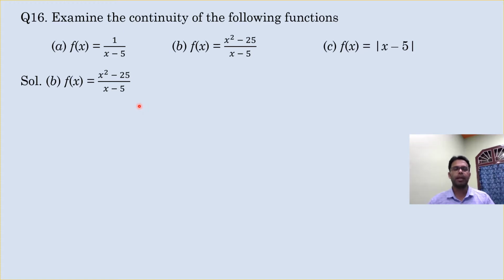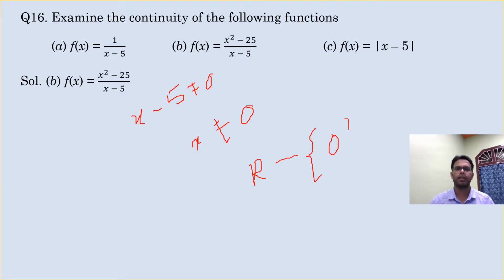But if you take any point in the domain of the function, the domain is determined by the denominator: the function is defined when x - 5 is not equal to 0. That means x is not equal to 5. Sorry, not 0, it is 5. So the domain is the set of real numbers R minus the point 5, not 0. R minus 5 is the domain of the function.